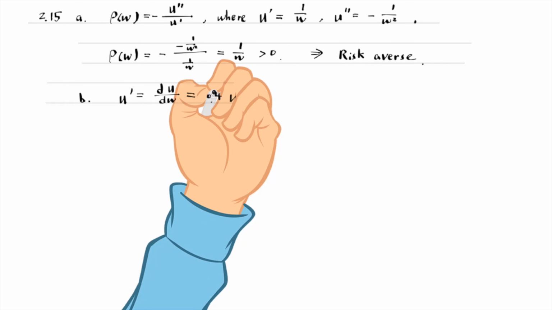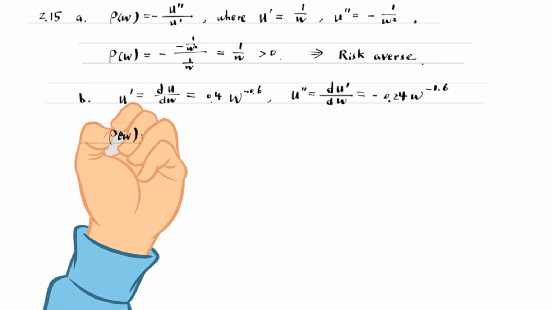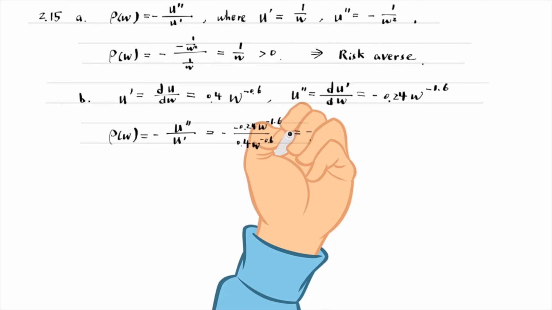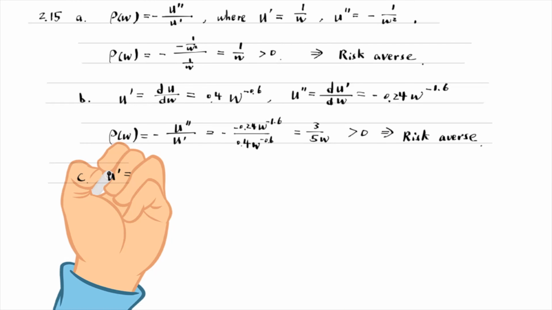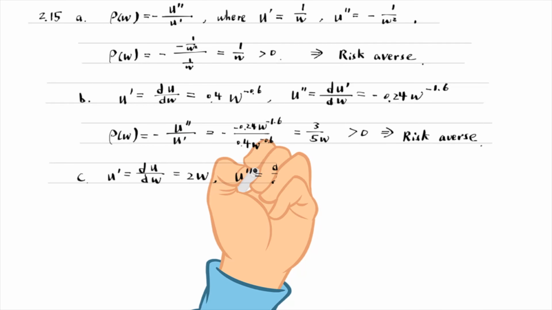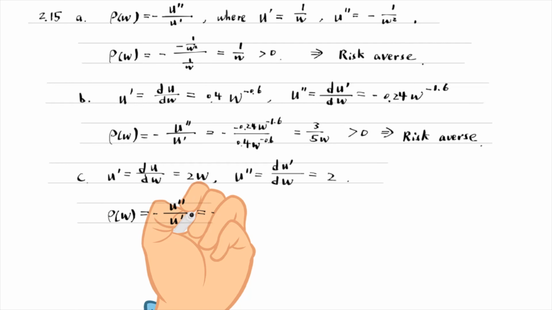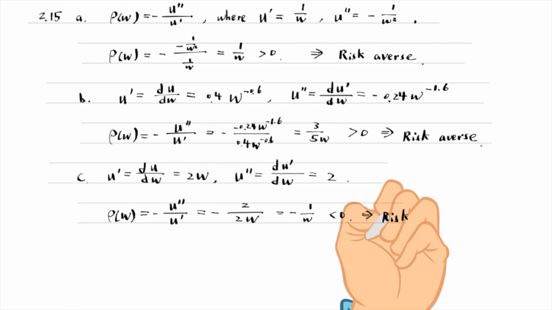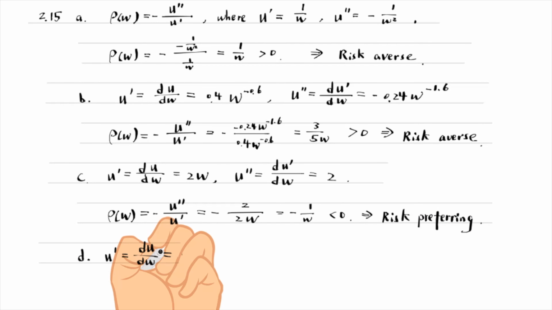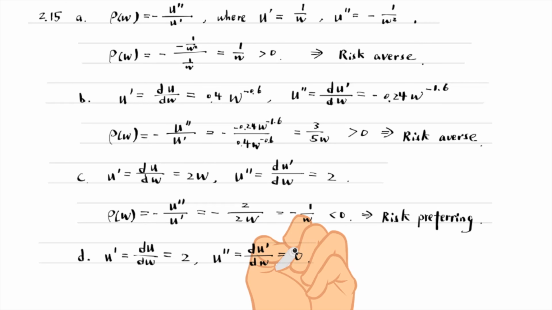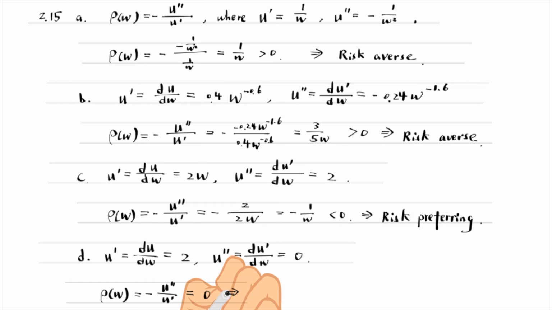Part A and Part B's utility functions have positive Arrow-Pratt measures, implying that people with these utilities are risk-averse. The utility function in Part C has a negative Arrow-Pratt measure, meaning that people with this utility function are risk-preferring. The utility function in Part D leads to a zero Arrow-Pratt measure, implying risk neutrality.